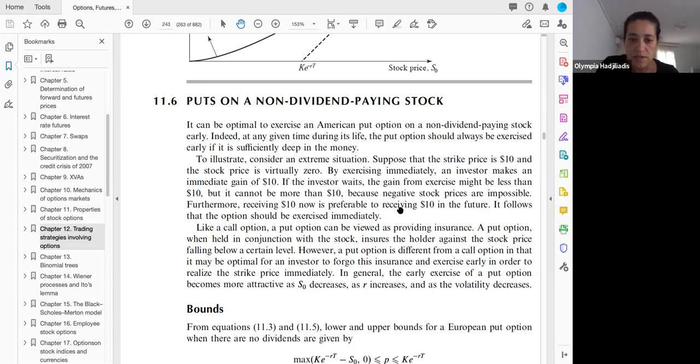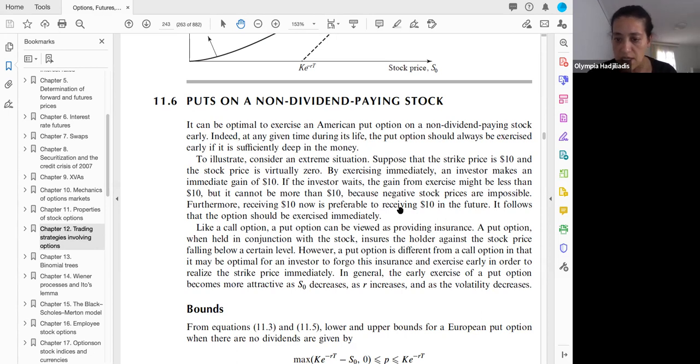It follows that the option should be exercised immediately. Like a call option, a put option can be viewed as providing insurance. A put option, when held in conjunction with the stock, insures the holder against the stock price falling below a certain level. However, a put option is different from a call option in that it may be optimal for an investor to forego this insurance and exercise early in order to realize the strike price immediately.